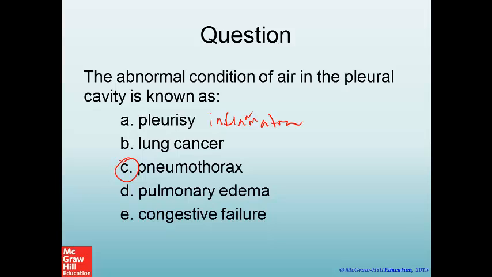Pulmonary edema would be swelling in the pulmonary circulation. Congestive failure would be too much fluid in the thorax so that the heart could no longer contract normally.